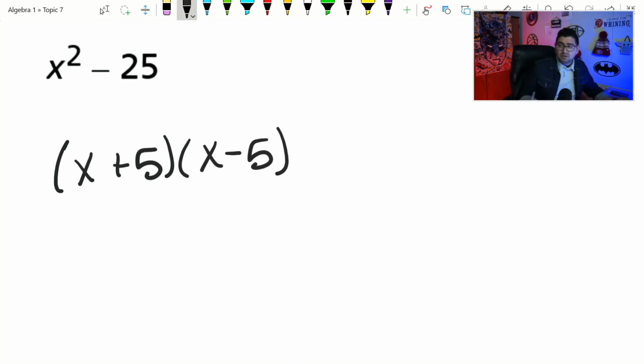Or vice versa. You could switch the positive and the negative 5. You can write x minus 5 first. That would also work. But again, this is a difference of squares trinomial. It's kind of convenient when you have them like this because they're a little bit faster than normal factoring. You just have to think of what two numbers can multiply to give me 25, what two things can multiply and give me x squared. Okay, and that is the difference of squares.